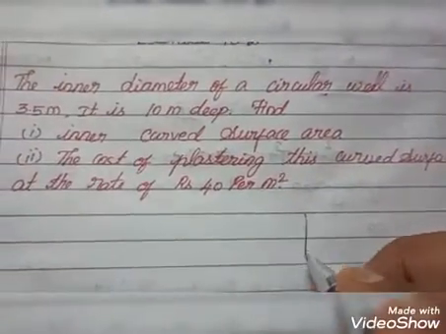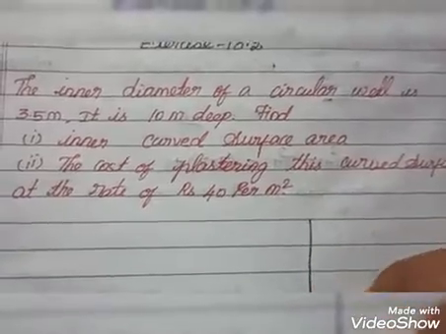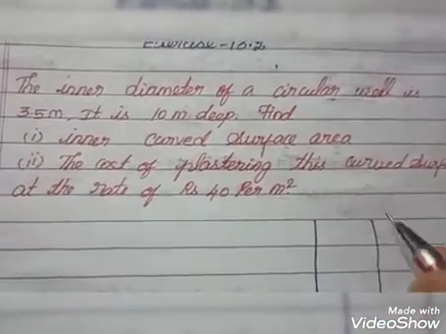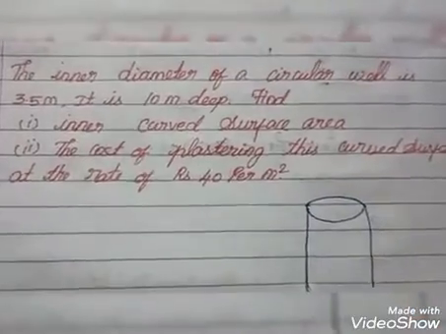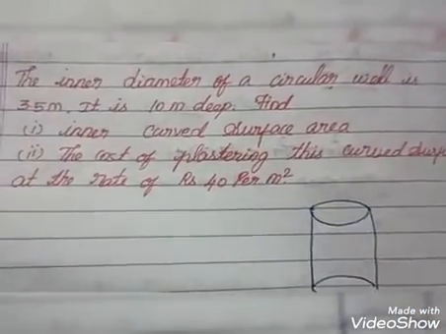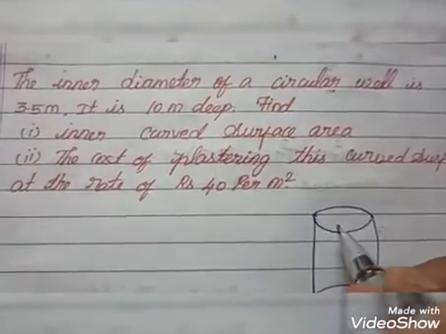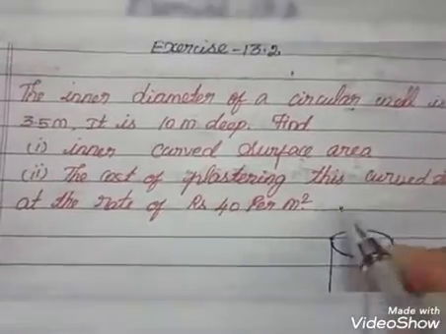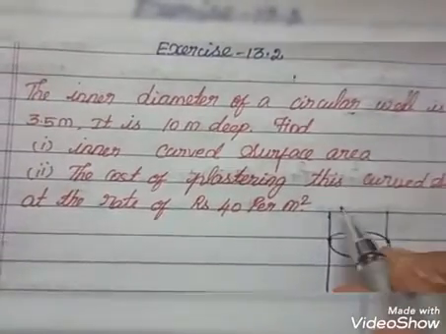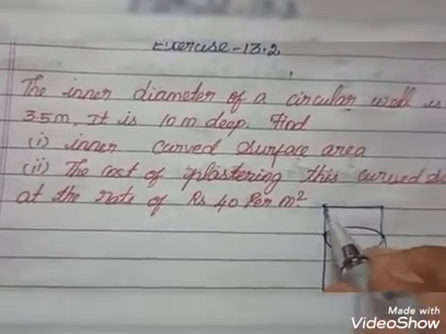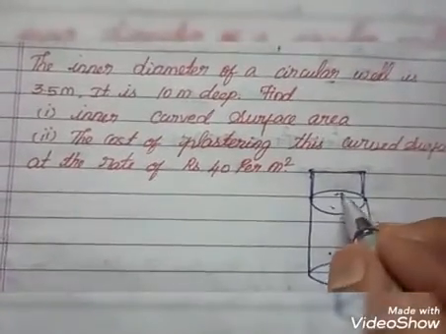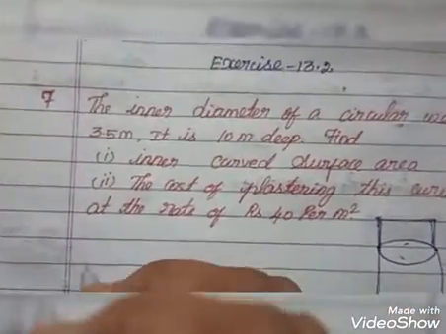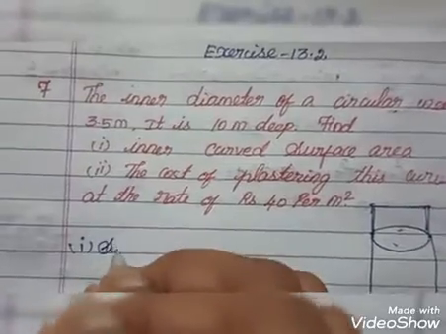So just have to draw a diagram. So this is the well. We need to find out the inner curved surface area. So just think this is your well, like this. We need to find the inner curved surface area. So question number 7, solution.